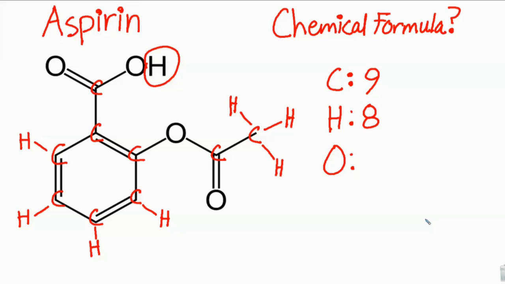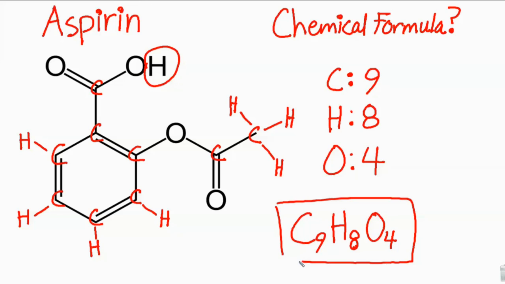So what about the oxygens? These are easy. Just count them up. 1, 2, 3, 4. 4 oxygens. You should have gotten C9H8O4 as your chemical formula. If you did, bravo!